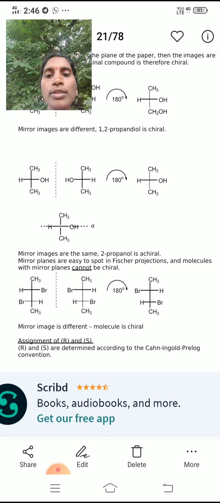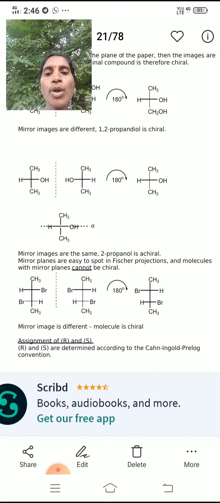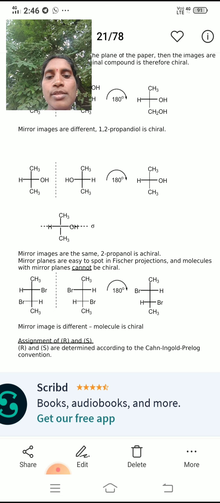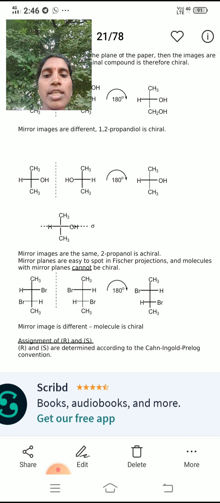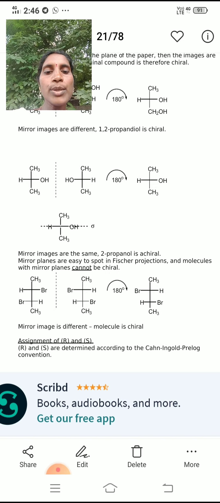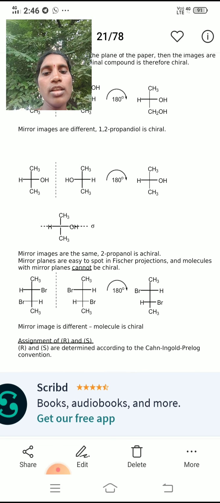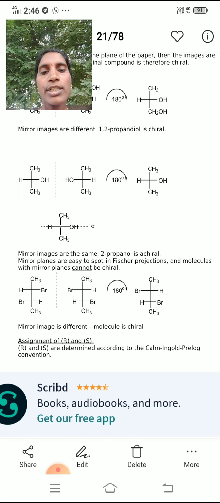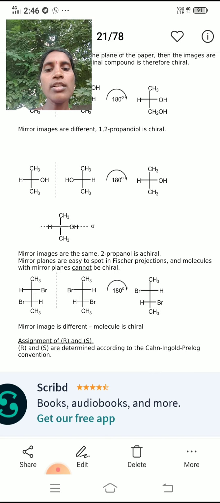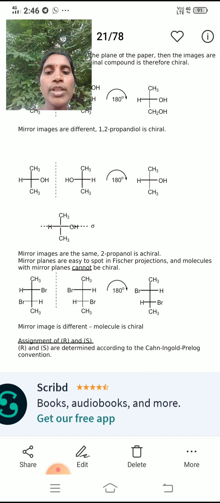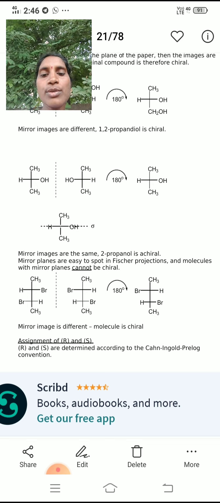Another example is 2,3-dibromobutane. Here the mirror image is different. The molecule is chiral because a plane of symmetry or center of symmetry is not possible. So it is a chiral molecule with two asymmetric centers and it is optically active.